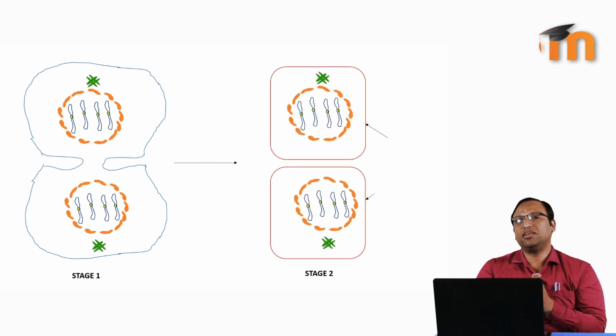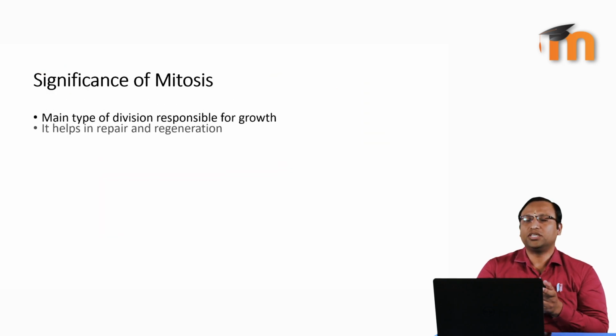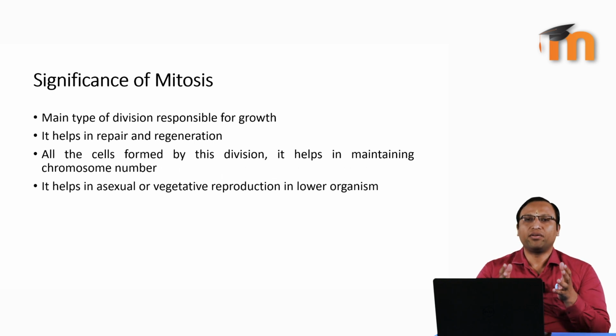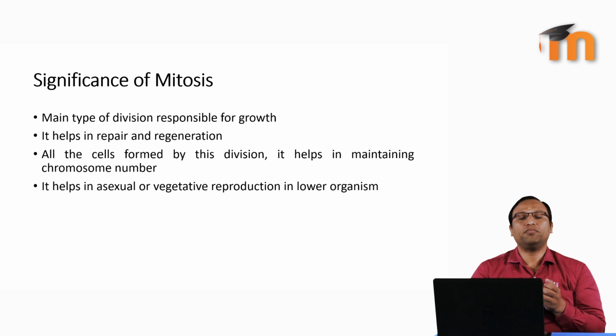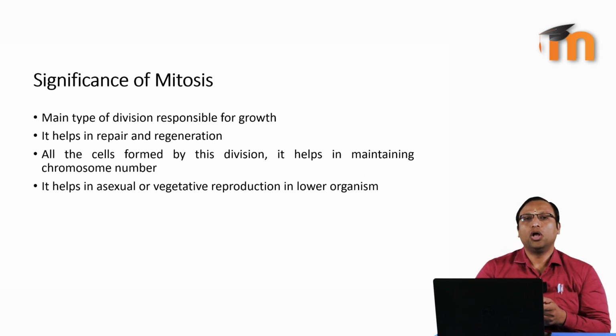So let's see the significance of mitosis. It is the main type of division responsible for growth. It helps in repair and regeneration. All the cells formed by this division help in maintaining the chromosome number. Also, it helps in asexual or vegetative reproduction in lower organisms.